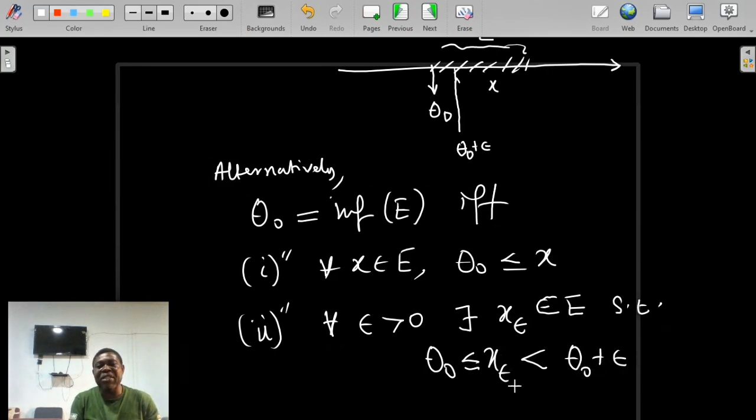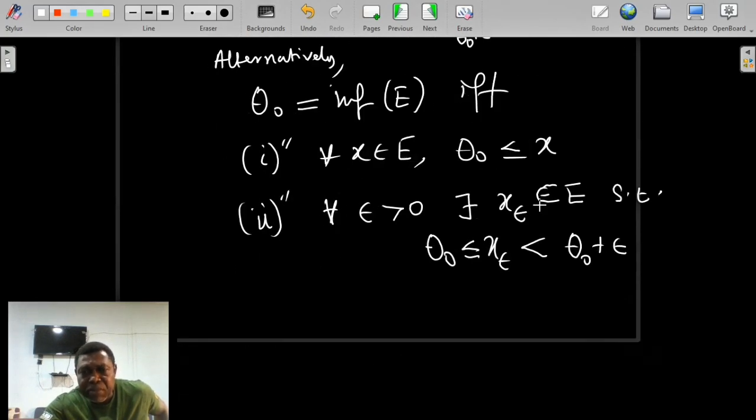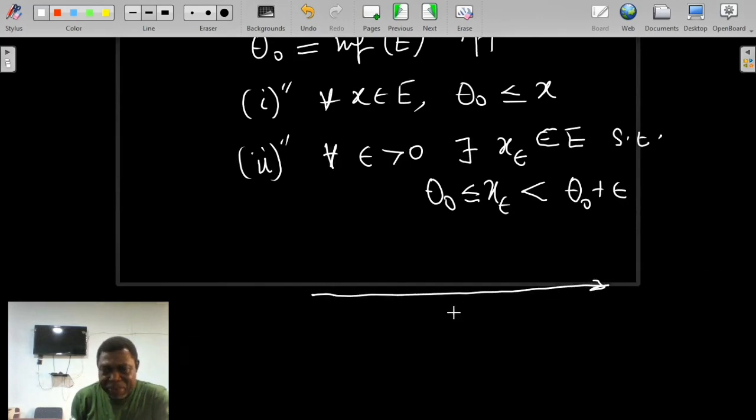This actually brings out the true picture of what we mean in the second characterization, in this alternative, that theta naught plus epsilon is not what? Is not a lower bound. Now, what does this mean? What this is telling us is the following. Let us see if we can visualize this through this picture.